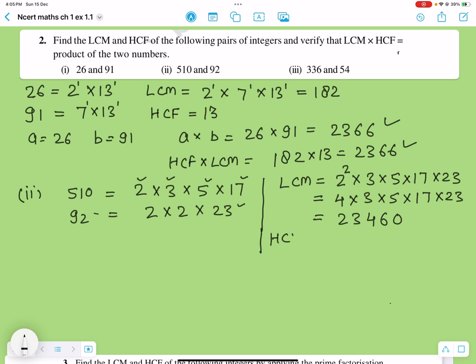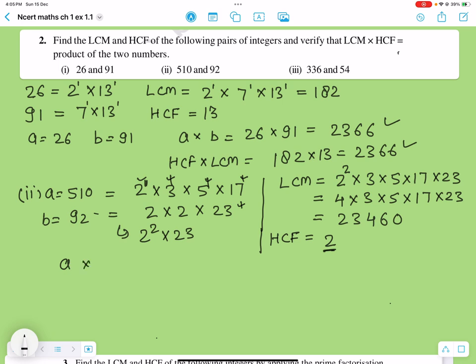Next, HCF. So the HCF is the highest common factor. Which one is the common factor? 17 is not, 23 is not, 5 is not, 3 is not, only 2. So 2, and we take the least power. Least power is 1, that comes here, because in 92 it is 2 raised to power 2 multiply 23. So HCF is 2. Now if we, let's say A is 510 and B is 92.